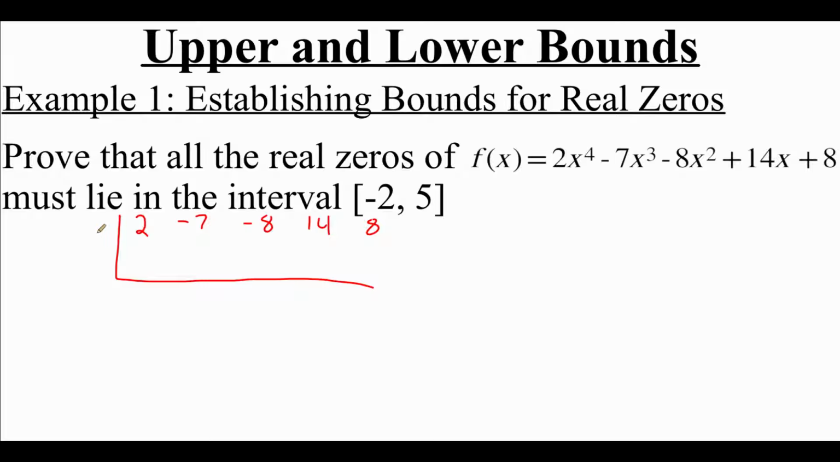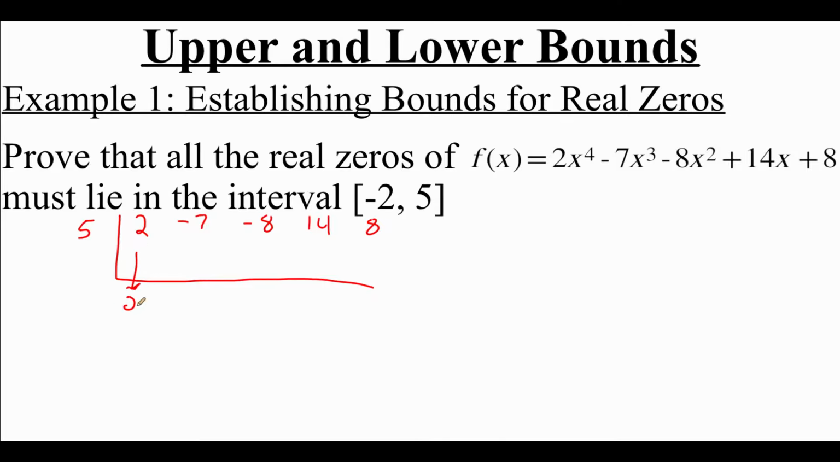The first thing that I want to prove is that 5 is an upper bound for the real zeros of this function. In order to prove that 5 is an upper bound, I want to show that as I do my synthetic division, the numbers that I get in my last line are all non-negative, so either positive numbers or 0. So I'm going to start doing my synthetic division.